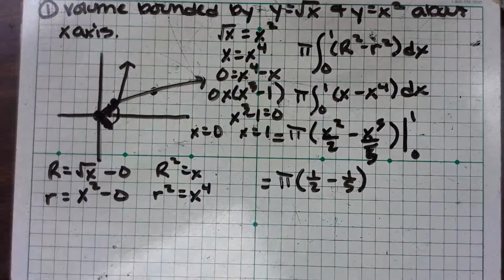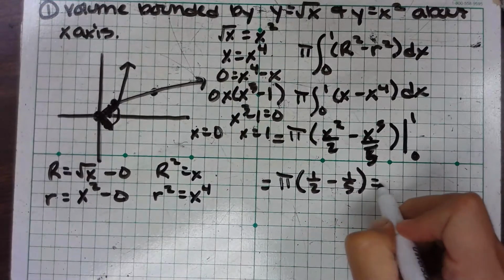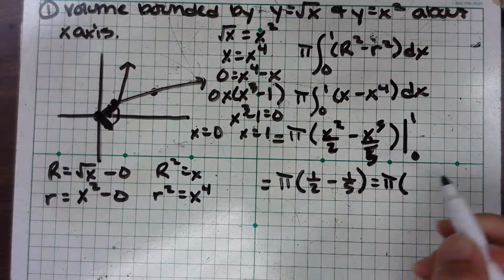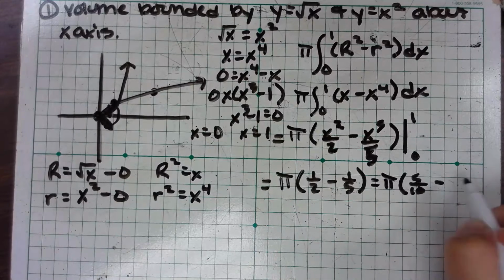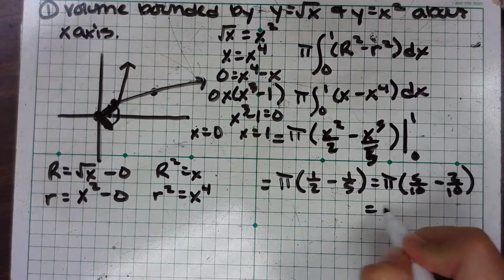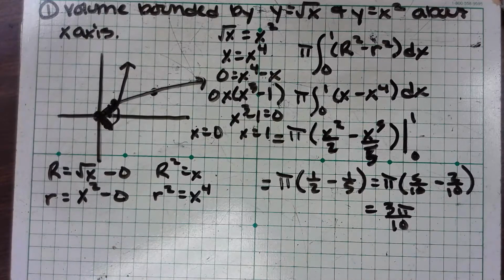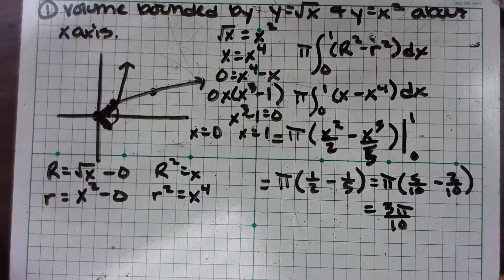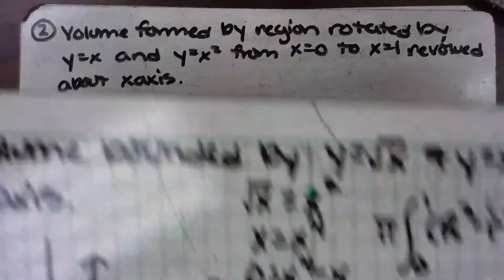Okay, here if I want to change it, that's going to be pi. If I change it, that's 5/10 minus 2/10. All right, so I end up with 3 pi over 10 as my final answer. All right, so let's do this again.